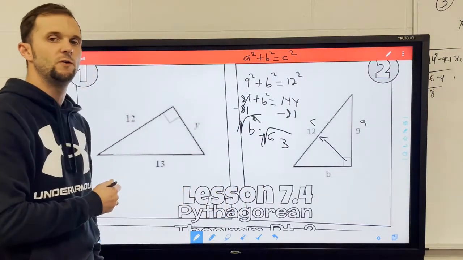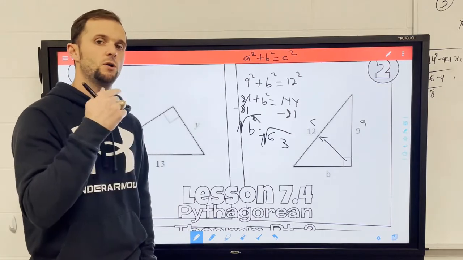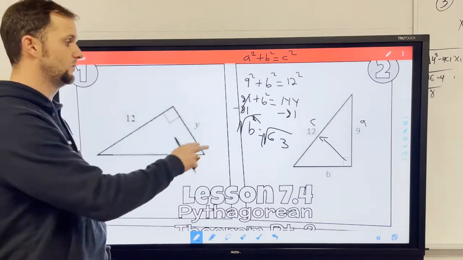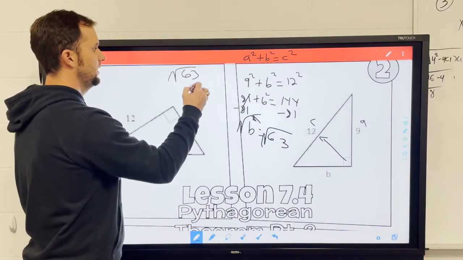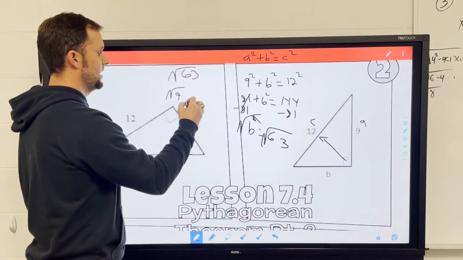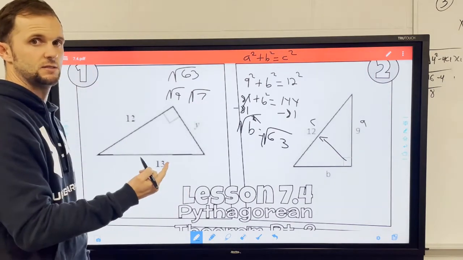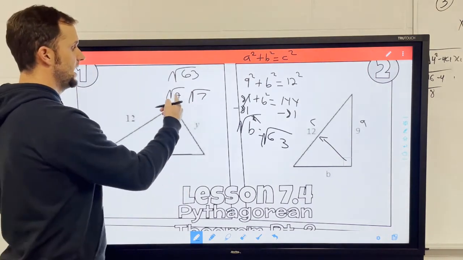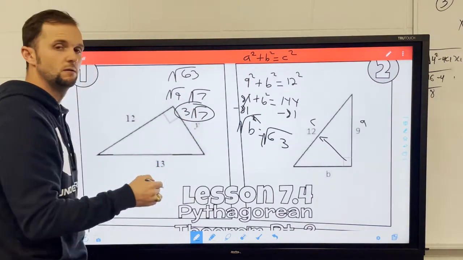63 is not a perfect square. So if your question asks for your answer in radical form, I can reduce 63 by 9. So the square root of 63 can split up into the square root of 9 and the square root of 7, right? Because 9 times 7 is 63. And then the square root of 9 is going to give me 3. So your final simplification would be 3 square root 7.